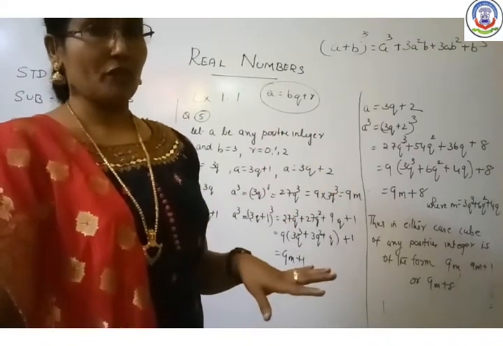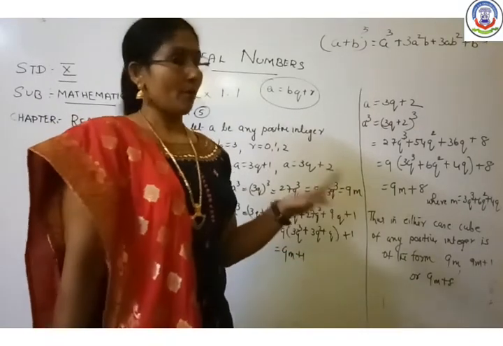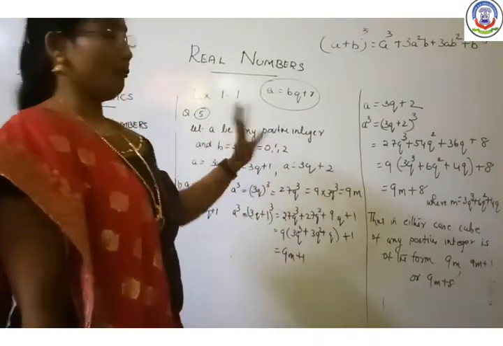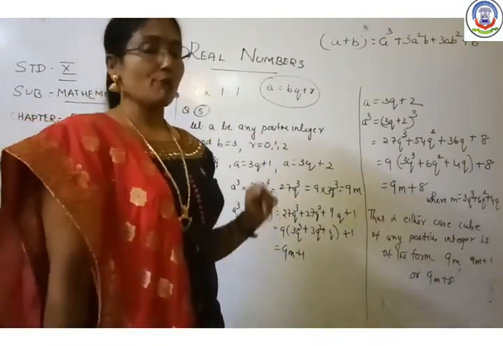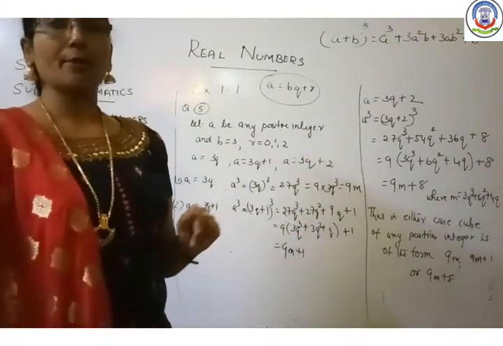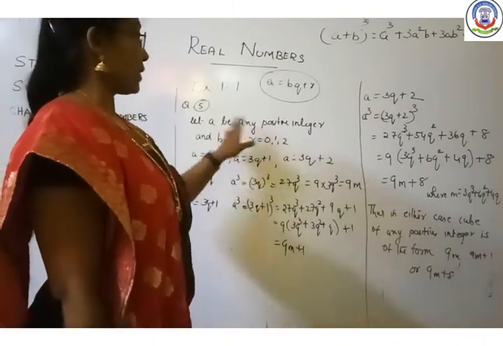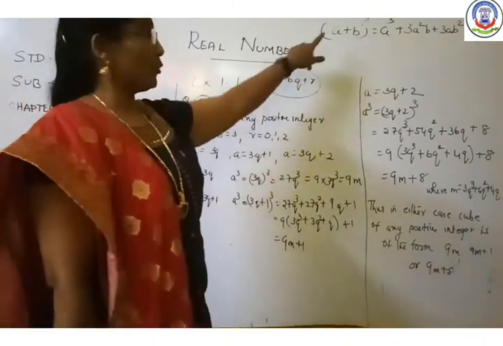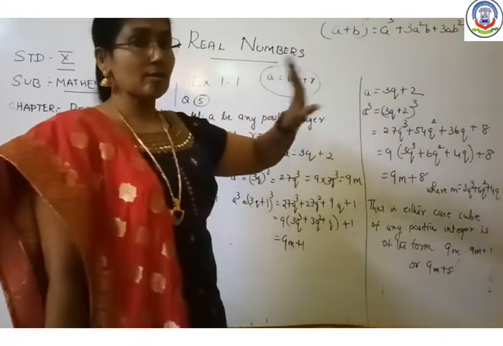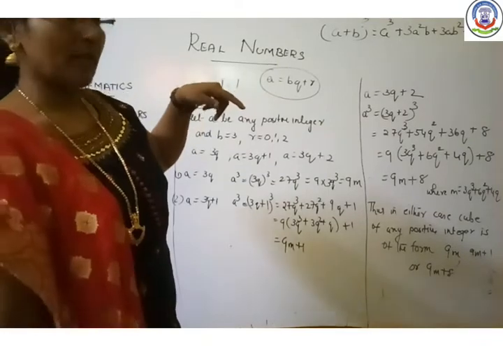Square of any positive integer, which was in the form of 3m or 3m plus 1. Here we have to show that the cube of any positive integer is in the form of 9m plus 1 or 9m plus 8. Here also we are going to suppose the same case, b as 3, because we have to take cube. That is why I am not writing it as 9. Understood now? You are taking b as 3 only, the same case.